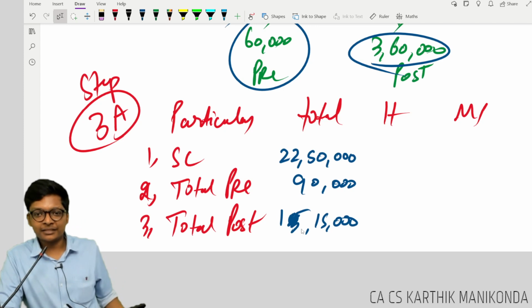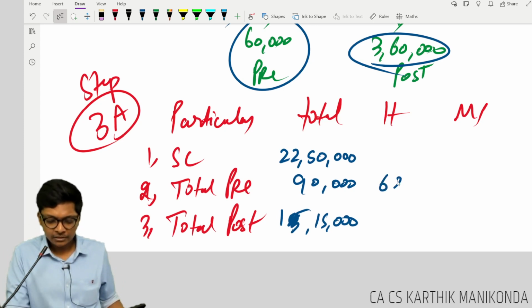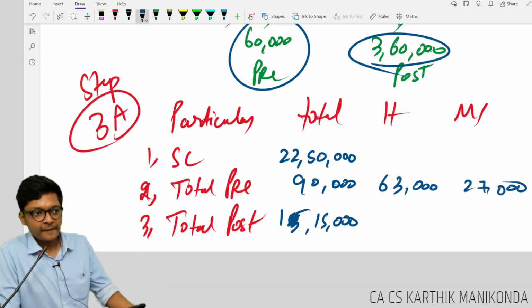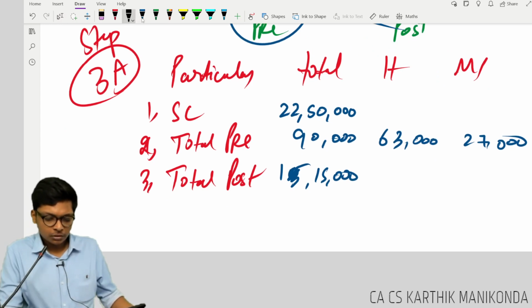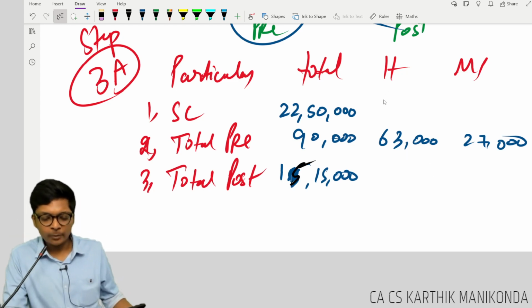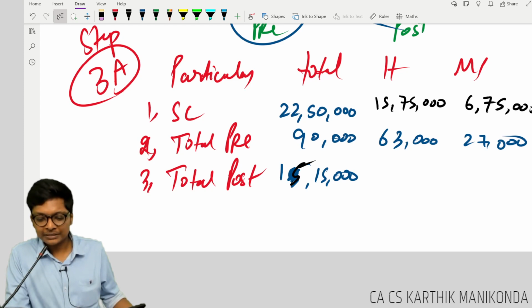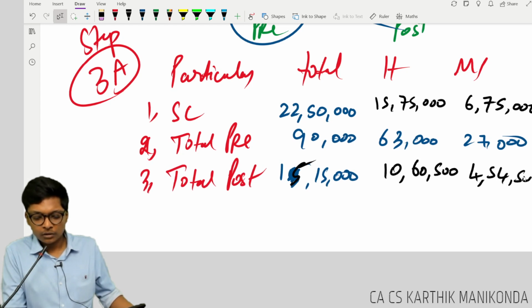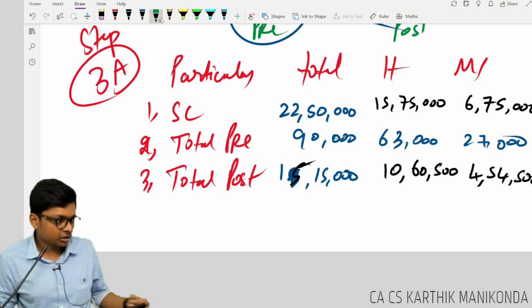Are you following, guys? Now you compute, guys. 70-30. Do the maths. This I can do, 63 27, but the rest will change. Total post will be, just compute, tell me the values. Share capital how much, guys? 15 lakh. Minority 6 lakh 75,000. Similarly, total post 10 lakh 60,000. 54. Here only we have a catch. Okay, small change.